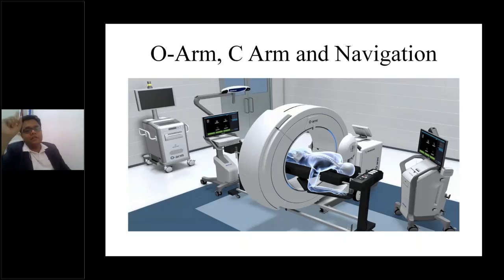But now the question comes here: you have been using this artificially intelligent machine, the C-arm and O-arm. It tells you that it is the L5 level, and you operate on the L5 level, and then you realize that it is the L4 level, and the machine was wrong.